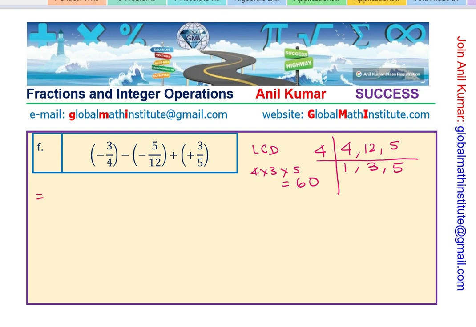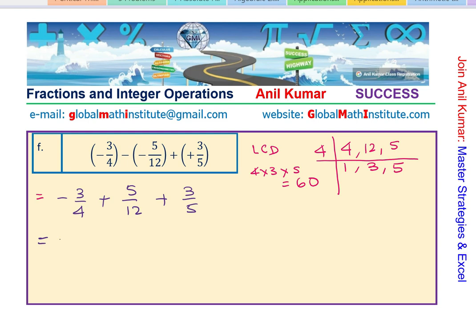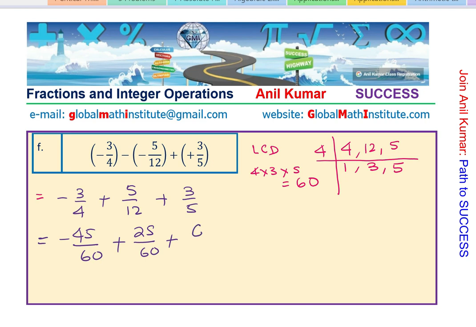Let's rewrite the expression. Open the brackets: minus 3 by 4, same sign, plus 5 by 12, same sign, plus 3 by 5. To make it 60, I have to multiply 4 by 15, so we get minus 45. Here we have to multiply 12 by 5, 25 by 60, and 3 I have to multiply by 20, so we get 60. Oh, 5 I have to multiply by 12, sorry. 5 multiplied by 12, 12 times 3, 36.